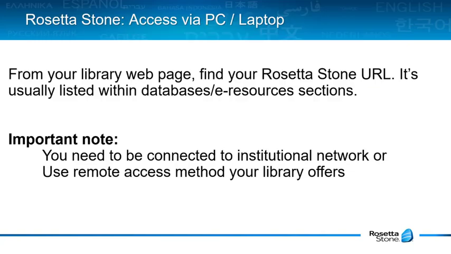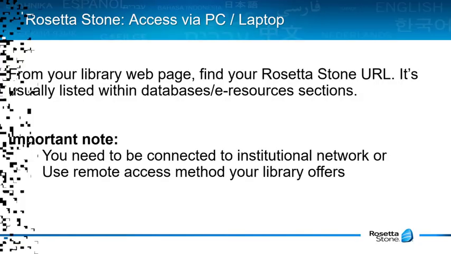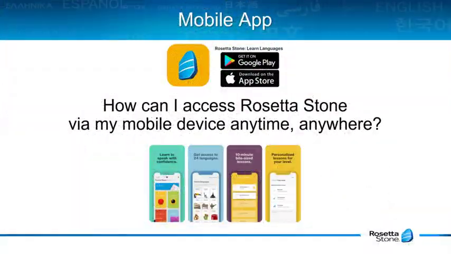It is possible to access Rosetta Stone either via your PC, laptop, or mobile device. Libraries add Rosetta Stone access link to their web pages, especially to sections such as databases, e-resources. It is important to note that you need to be connected to the institutional network or use your library's remote access methods such as proxy, VPN, or others. With its mobile app, Rosetta Stone can be used anytime, anywhere, either online or offline.